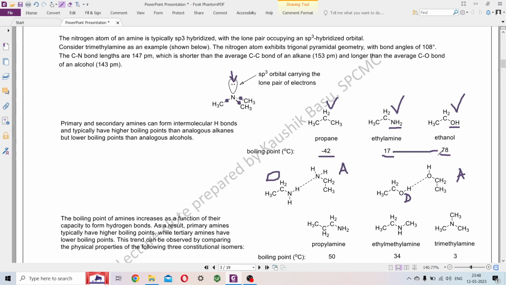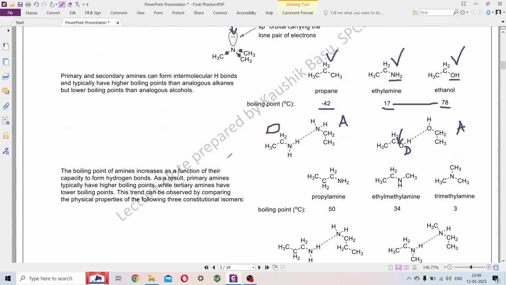There is also a considerable difference of boiling point between ethylamine and ethanol, because ethanol is 78 and this is only 17. And that's because the hydrogen bonding between two ethanol molecules is much stronger than the hydrogen bond between two ethylamine molecules, and that is guided by the relative electronegativity. The more electronegative this oxygen or the heteroatom is, the stronger the hydrogen bond is. Oxygen being more electronegative than nitrogen, two ethanols have a stronger hydrogen bond between themselves compared to two ethylamine molecules. So that's that.